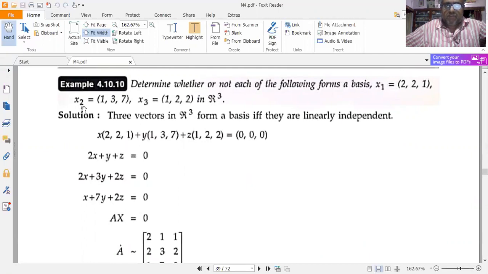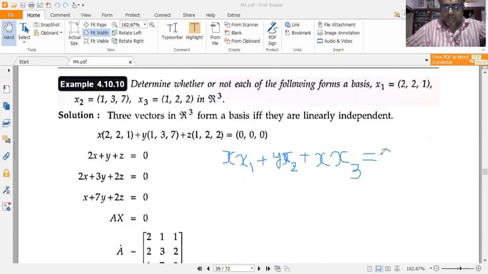Let x into x1 plus y into x2 plus z into x3 is equal to 0. Let me write it. x into x1, plus y into x2, plus z into x3, is equal to 0.